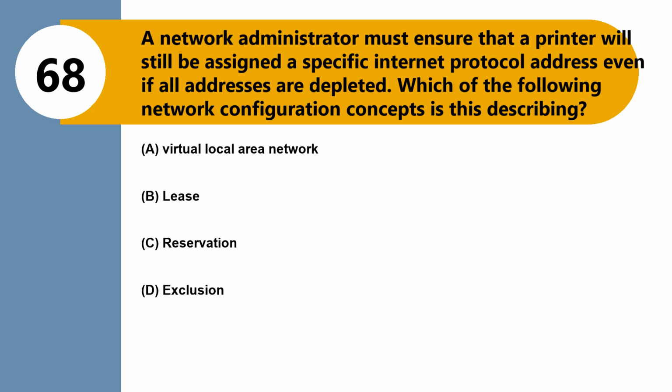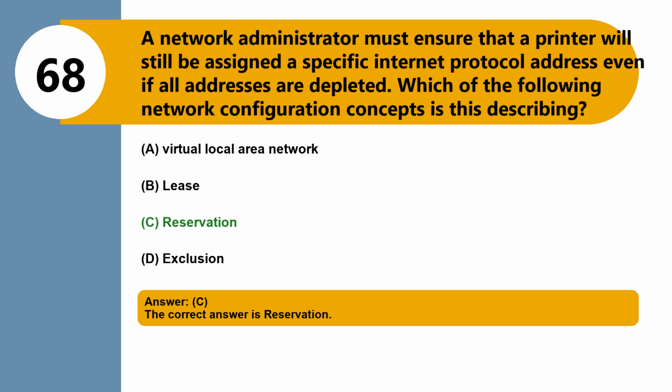Question 68. A network administrator must ensure that a printer will still be assigned a specific Internet Protocol address even if all addresses are depleted. Which of the following network configuration concepts is this describing? Option A, Virtual Local Area Network. Option B, lease. Option C, reservation. Option D, exclusion. The correct answer is option C, reservation.